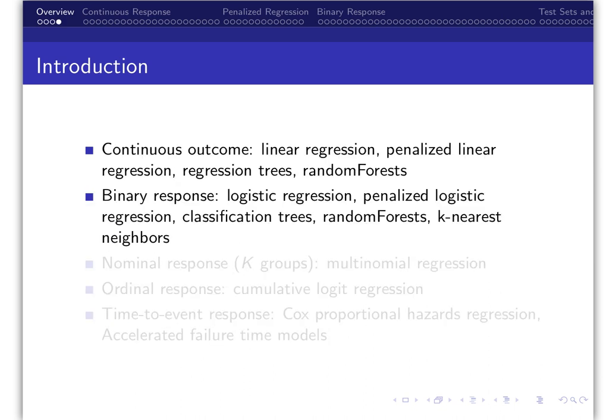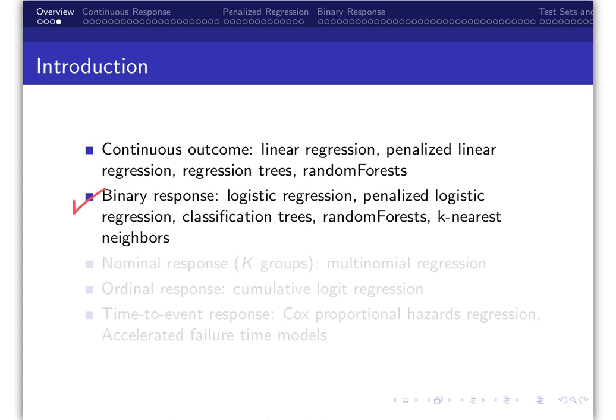Statistical methods are appropriate for designated scales of measurement. When predicting a continuous response, we often use linear regression. In this and the next module, we will discuss other methods for predicting a continuous response that can accommodate high-dimensional data, including penalized linear regression, regression trees, and random forests.